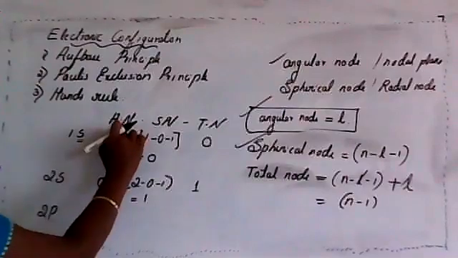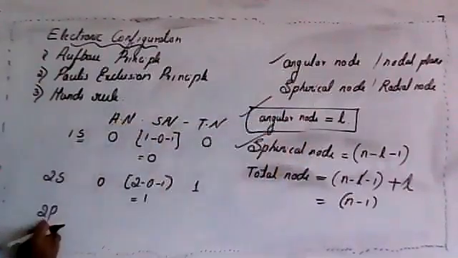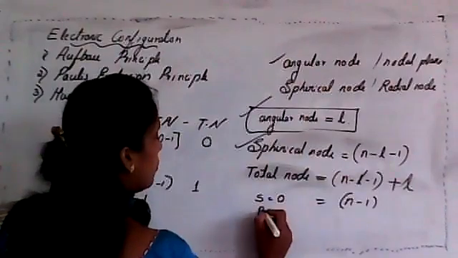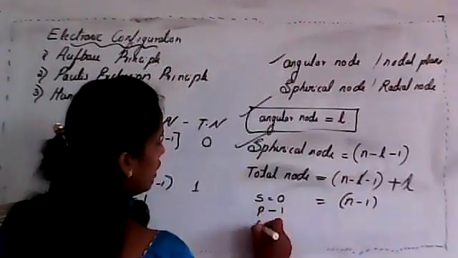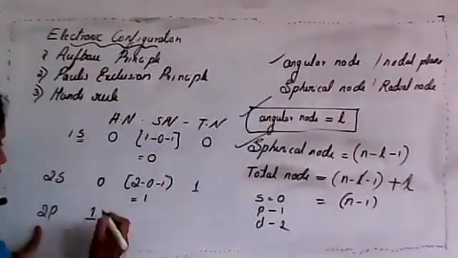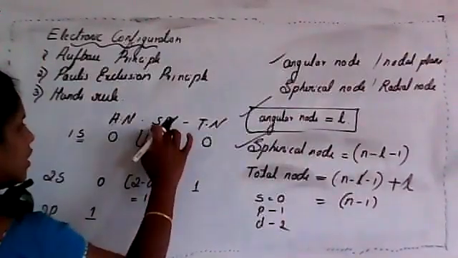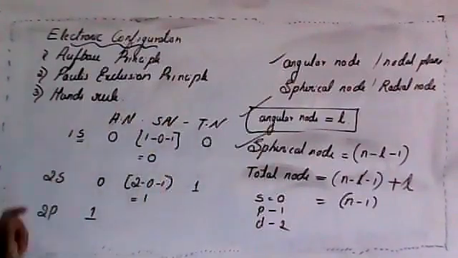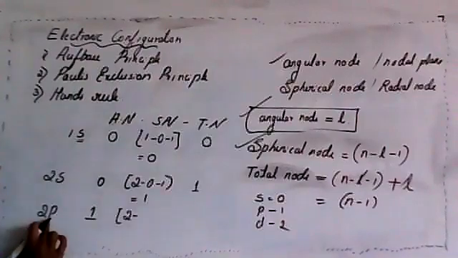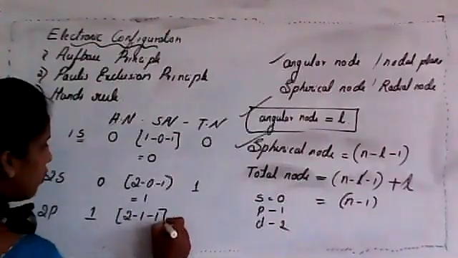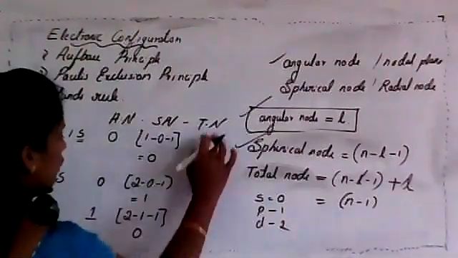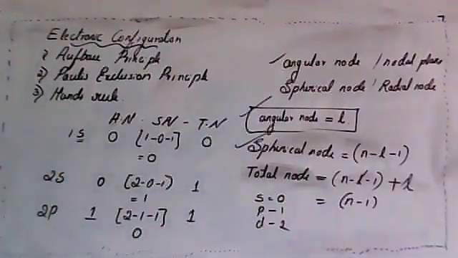For the angular node, p is there. We know for s, L equals 0. For p, L equals 1. For d, it is 2. So the angular node is 1. Next, the spherical node is 2 minus the value of L, 1, minus 1. That equals 0. And the total number of nodes is equal to 1.